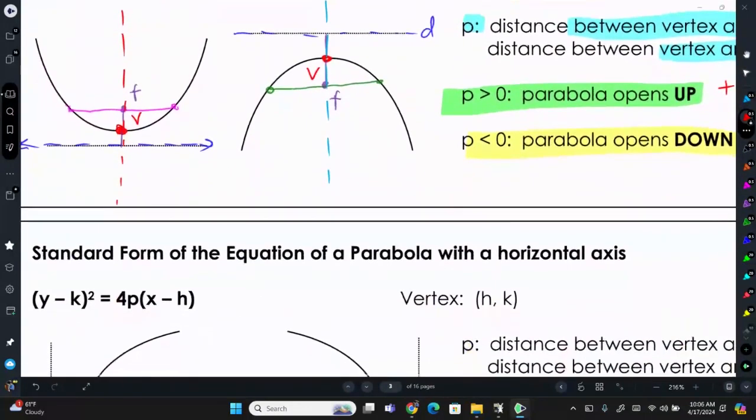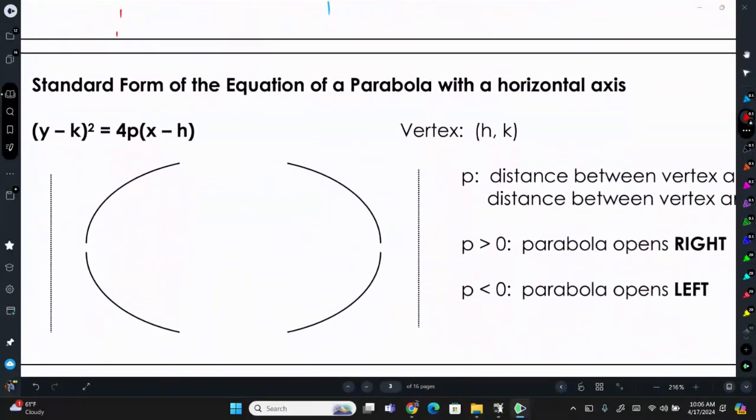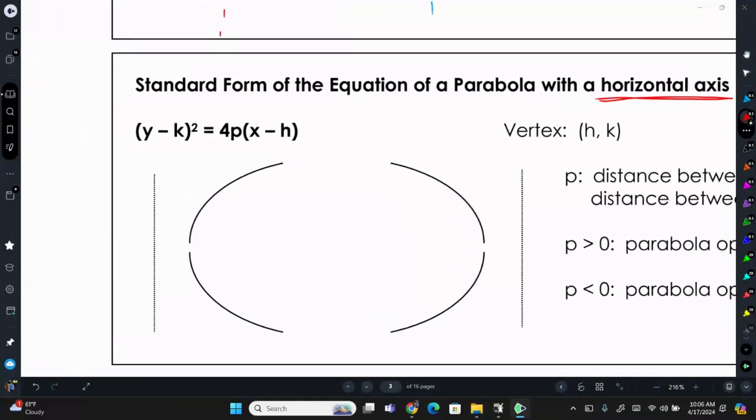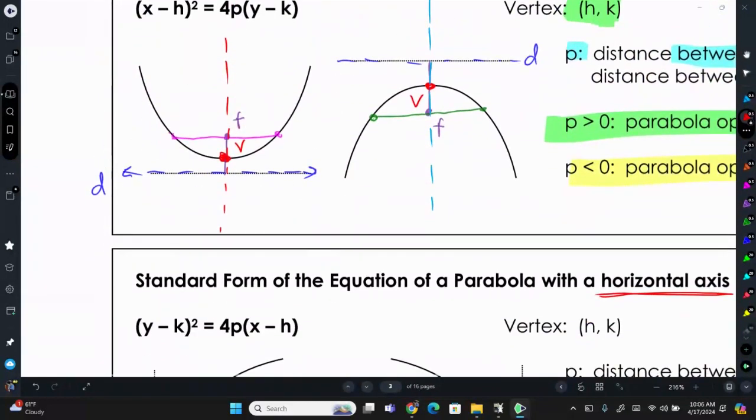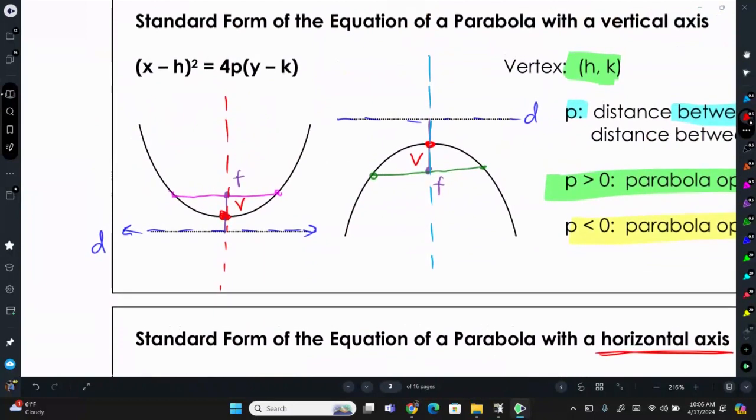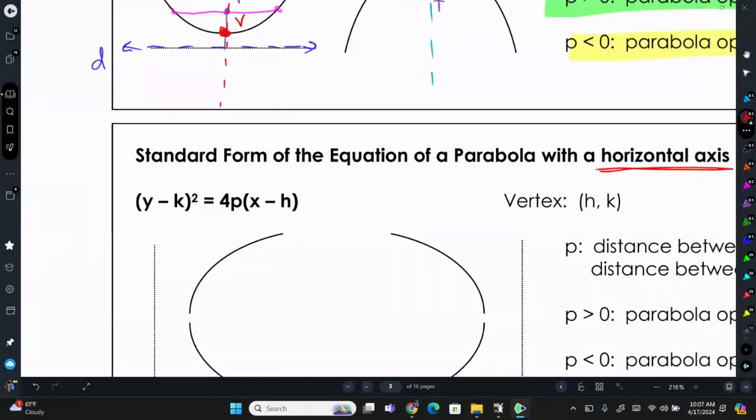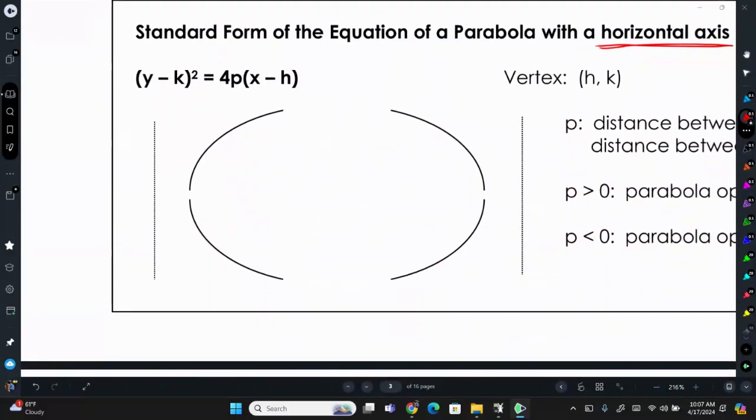Now, the standard form of an equation of a parabola with a horizontal axis, so a horizontal axis means the parabola is going to open left or right. And you see it looks similar to what we had up here, except instead of x minus h squared, it's y minus k squared. You only have one variable that is squared, and whichever variable is squared will tell you if it's a vertical parabola that opens up or down, like up here, or a horizontal one that opens sideways left or right, like we have down here.